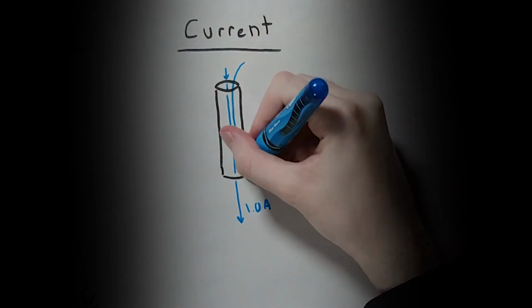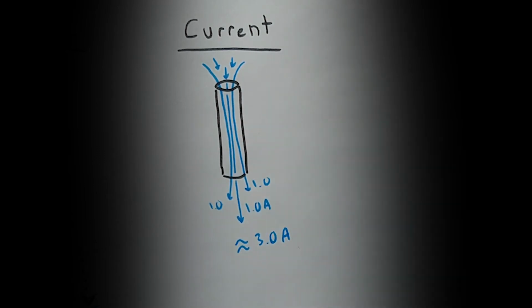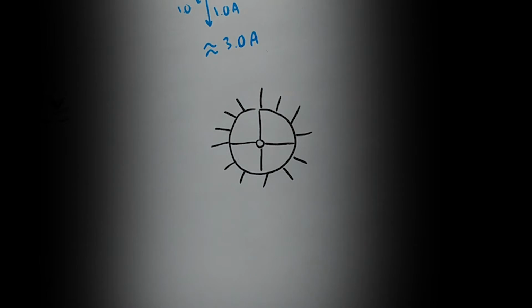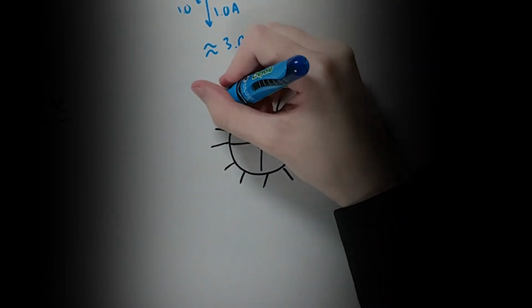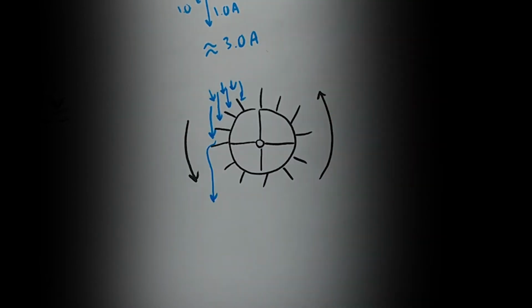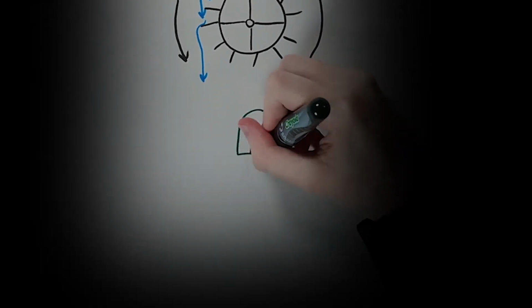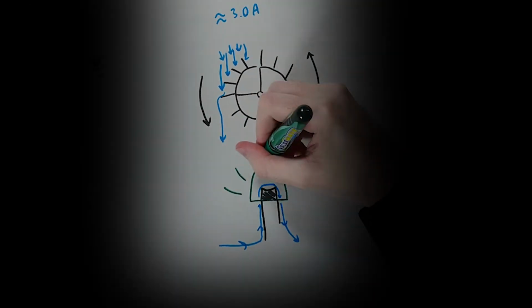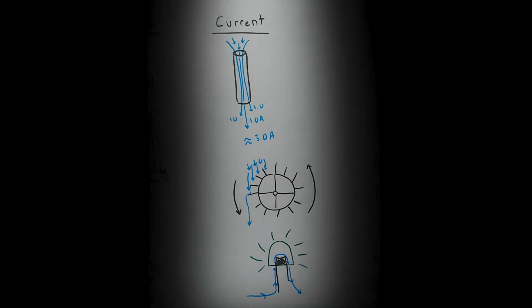Relating this to water, think of current like the actual water that's flowing through the pipe. The more water there is flowing through the pipe, the more water there is to use in your system. If you're trying to spin a water wheel, that's going to require a certain amount of water to actually get it spinning. Trying to power an LED, you'll need a certain amount of current flow through the LED to actually get it to light up.